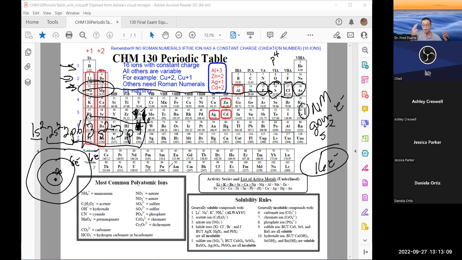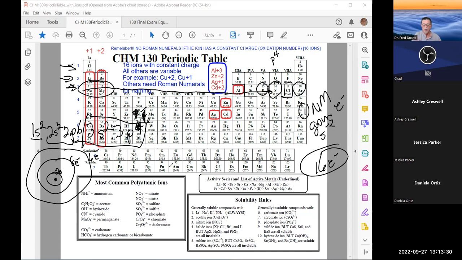The main points to remember: the first energy level has only 1 orbital. The second energy level has 2 orbitals, S and P. The third energy level has 3 orbitals, S, P, and then the D gets introduced. And the fourth energy level has 4 orbitals, S, P, D, and F. And every orbital can handle a maximum of 2 electrons.